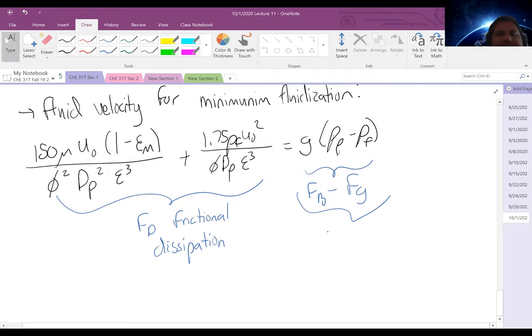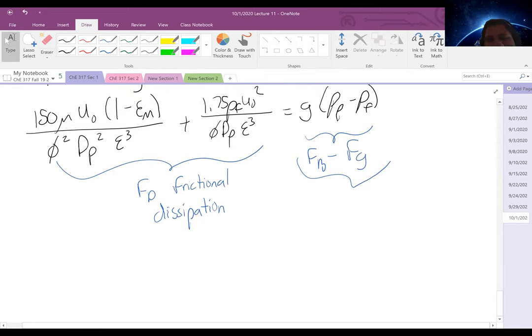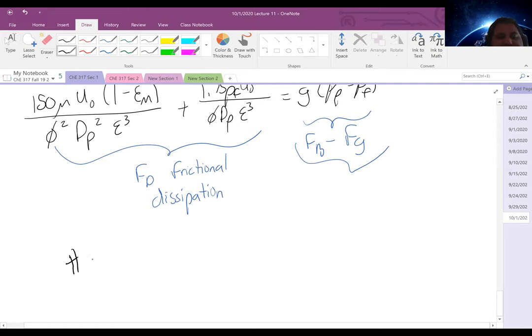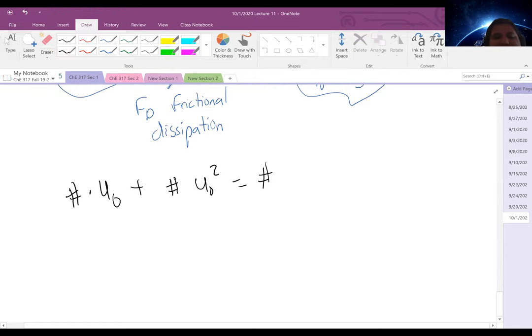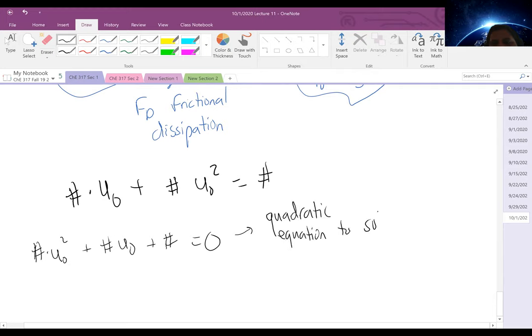One thing you'll notice is that in a lot of these systems, if you're interested in solving for a fluidized bed, we end up with a number times velocity plus a number times velocity squared equals a number. So when we go to solve for our velocity, we end up with some number times velocity squared plus another number times velocity plus another number equals zero. What this means is you end up with a quadratic equation to solve. In the end, you should end up with two roots, and only one should make sense for your minimum fluidization velocity. So pick the root that makes sense.